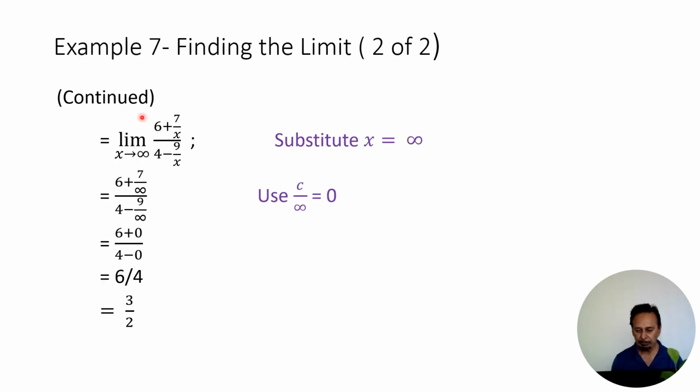So you get 6 plus 7 over x, and 4 minus 9 over x. Substitute x equal to infinity. So you will have 6 plus 7 over infinity, and 4 minus 9 over infinity. 7 over infinity becomes 0, 9 over infinity becomes 0. So you're left with 6 over 4, which you can reduce to 3/2. So the answer is 3/2.